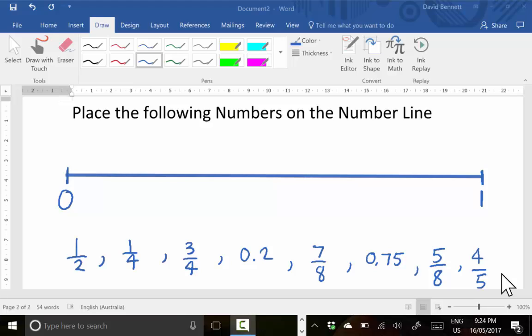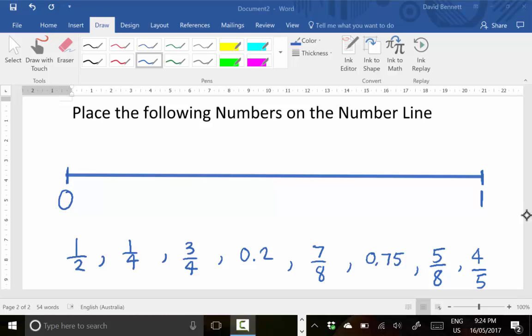Now in today's activity we're going to be looking at placing the following numbers on a number line. You need to look at where these numbers are going to fit on a number line between 0 and 1. And obviously a number line can go from negative infinity to positive infinity, so you can have negative numbers and positive numbers.